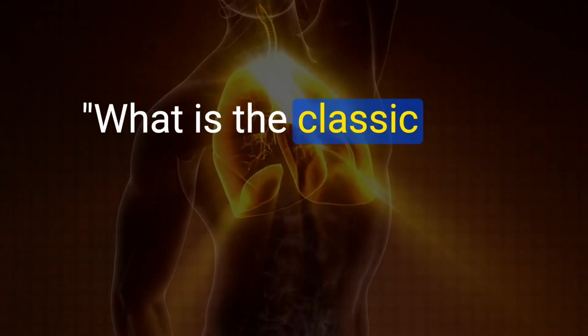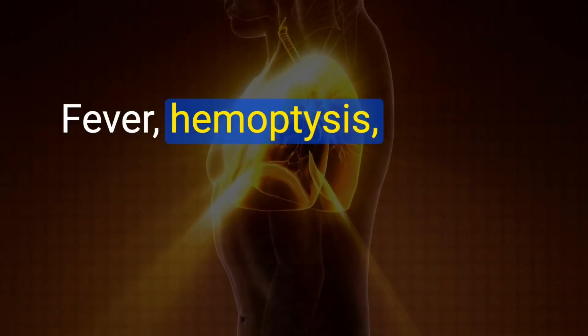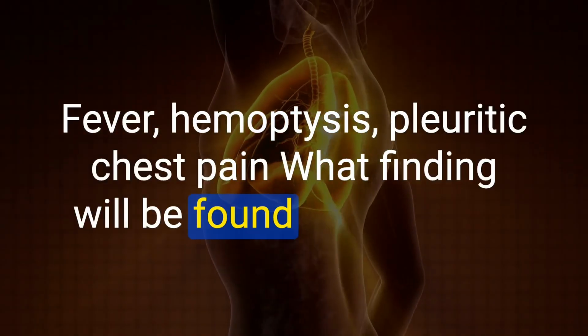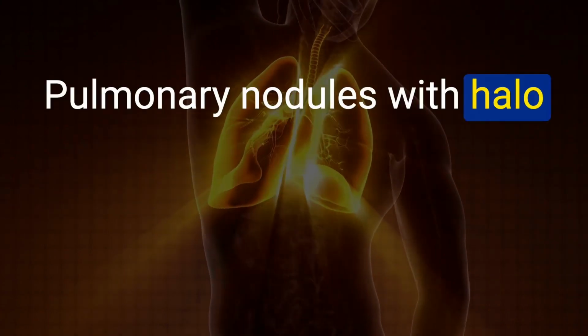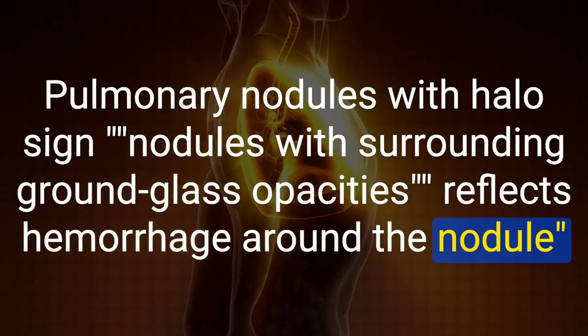75. What is the classic triad of invasive aspergillosis in neutropenic patients? Fever, hemoptysis, pleuritic chest pain. What finding will be found on imaging? Pulmonary nodules with halo sign. Nodules with surrounding ground glass opacities reflect hemorrhage around the nodule.